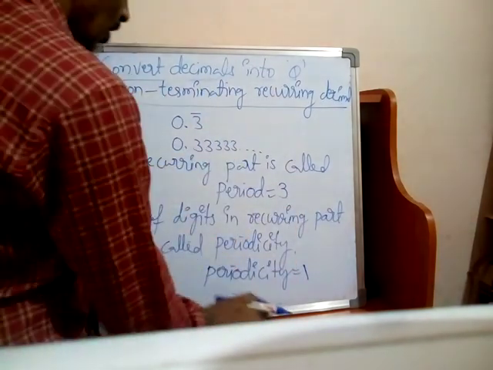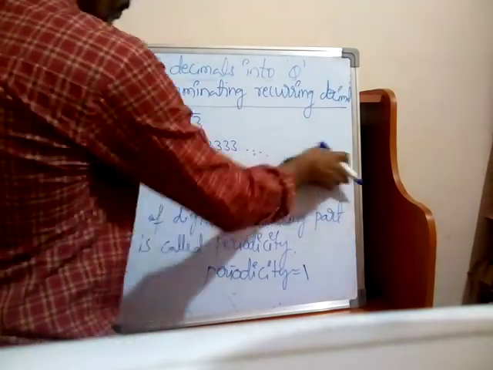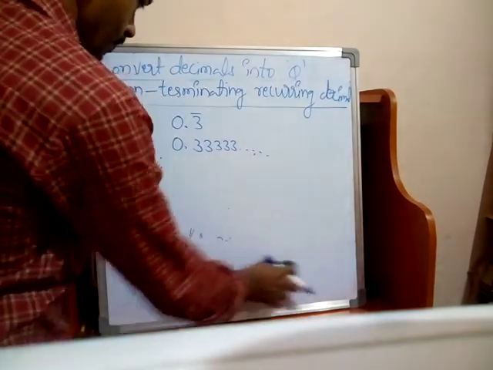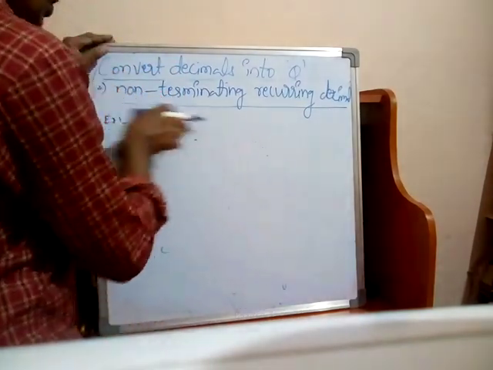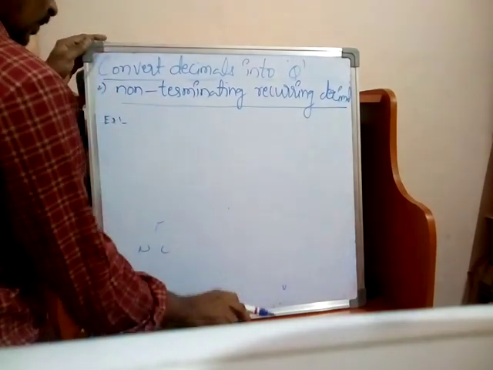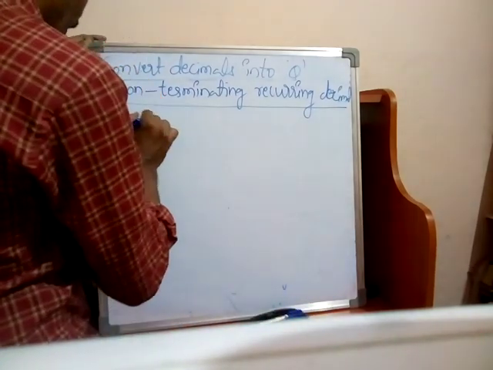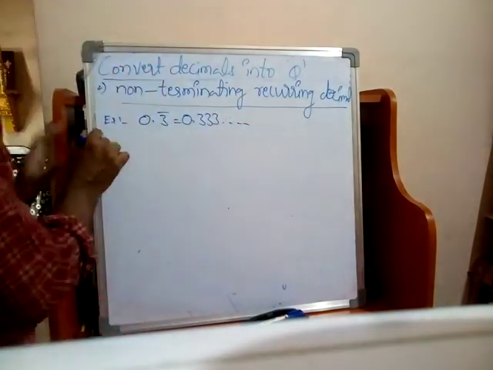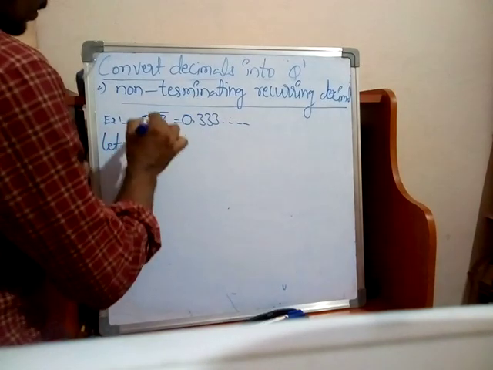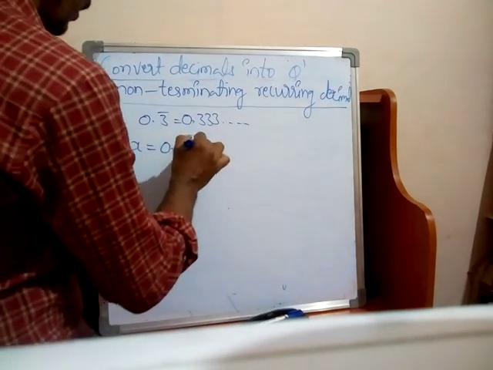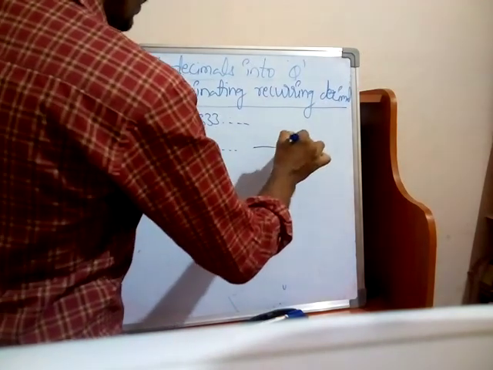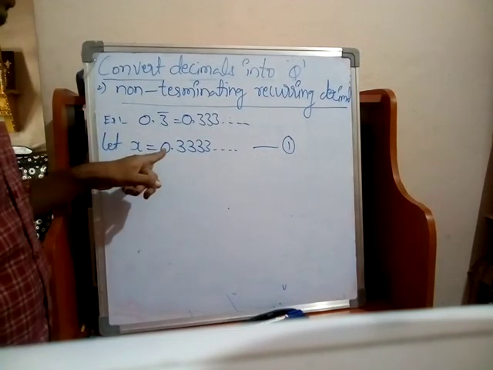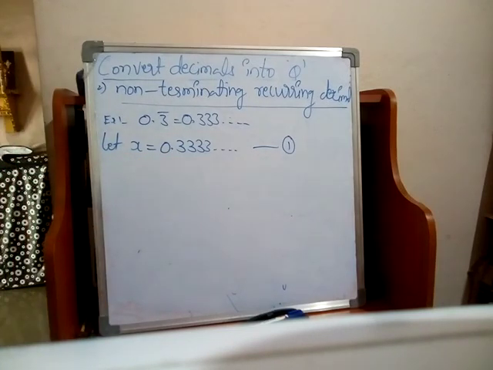Okay. Now I will explain. So 0.3 bar. If you remove the bar, 0.333 like this only. Okay. Let us assume that x is equal to 0.3333 like this. This is considered the first equation. Okay. So for the given problem, assume it is taken as x. x is equal to 0.333 like that only.